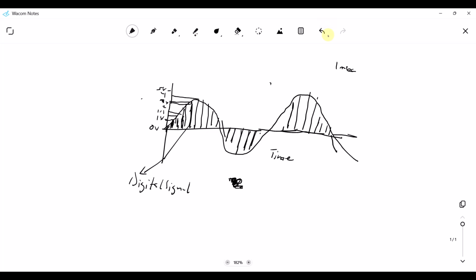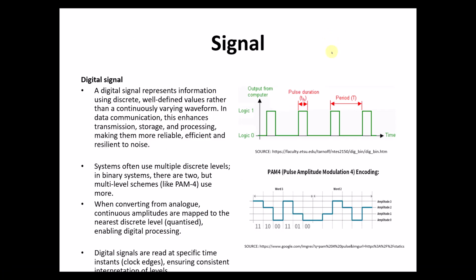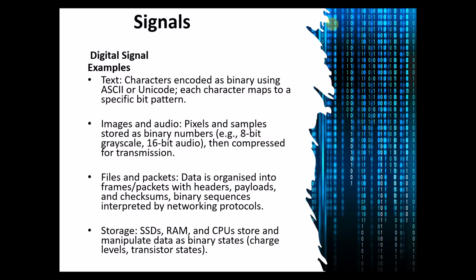The analog signal is sampled and quantized, and the process follows afterwards. So as I said earlier on, digital signals are read at specific intervals of time. We call that clock edges, and this ensures consistent interpretation of each level that you sample or measure. Examples of digital signals are text. Characters are encoded as binary using ASCII and Unicode. We've looked at this. And then images and audio coding techniques that we looked at. They are all digital signals.